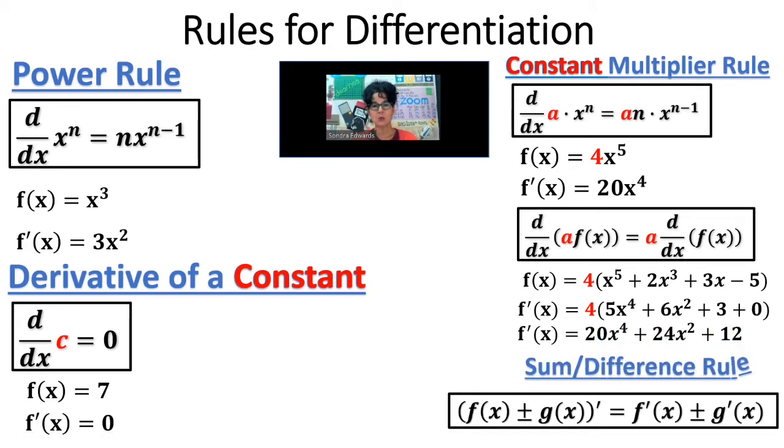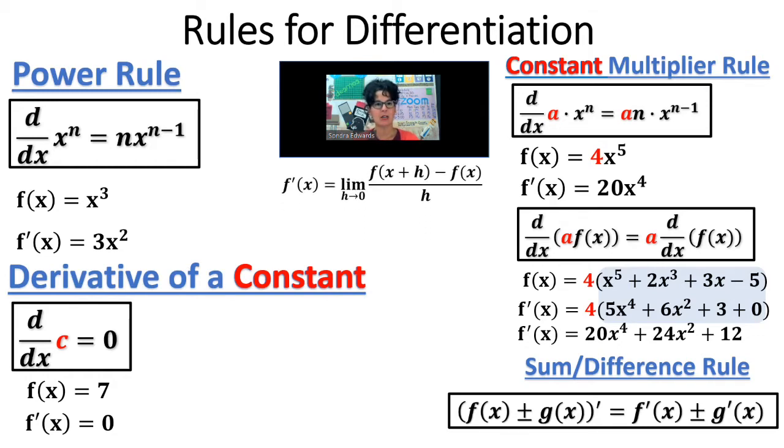The sum difference rule, we've been also using all along. It's very intuitive. We actually used it right there. It's just saying that if you have a string of pieces that are being added or subtracted, you can find the derivative of those pieces separately and then combine them at the end.